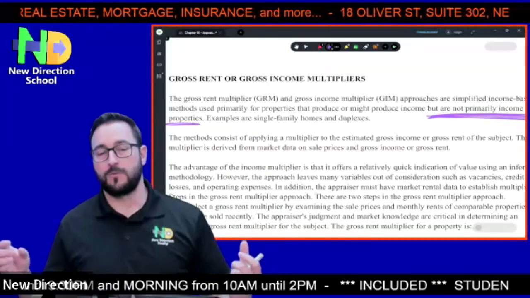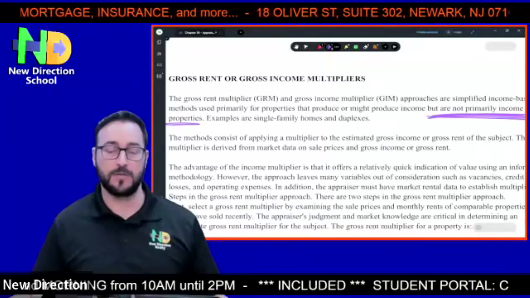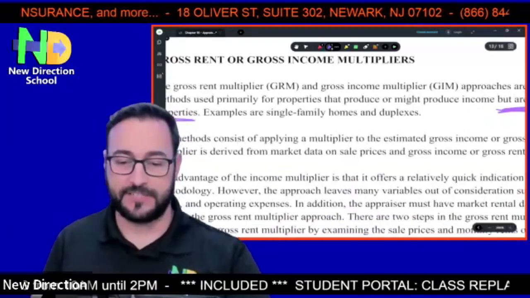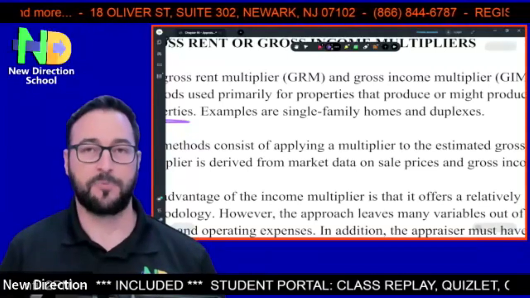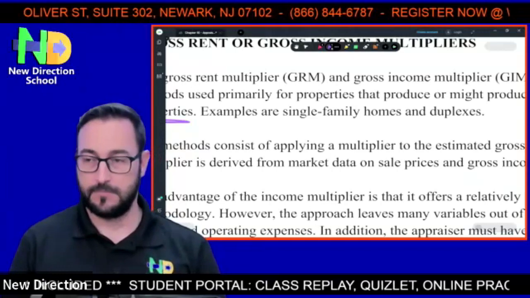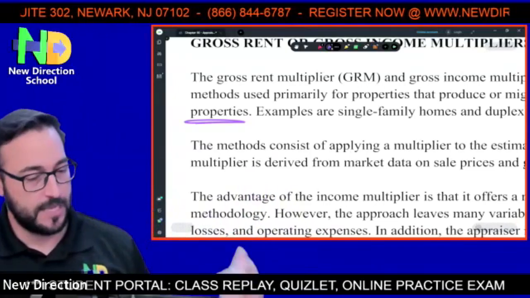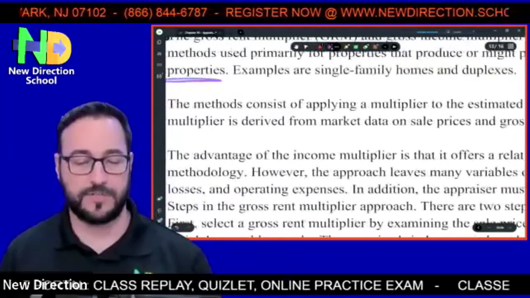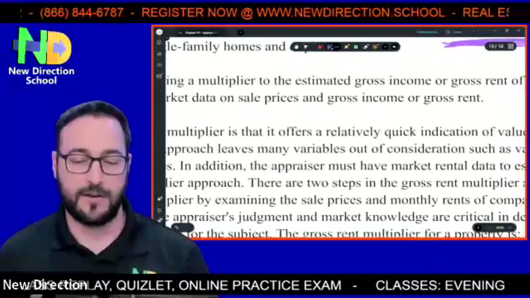Okay. When you go to residential, if there's not enough comps around to look at to estimate value, then we're going to look at the rent income. Okay. So if it's a single family, a duplex, triplex, or even fourplex, we can use this. They're not primarily income properties because that's where you live, right? But they generate income. So if you cannot find comps, this is one of the things you would use. The methods consist of applying a multiplier to the estimated gross or gross rent of the subject. The multiplier is derived from market data on the sales price and gross income or gross rent.